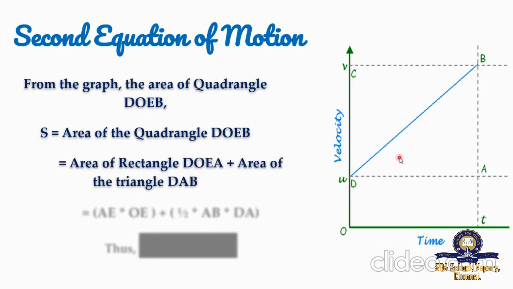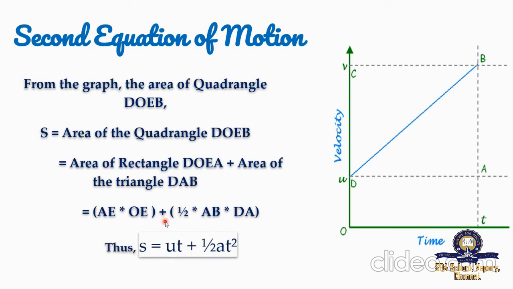So the area of rectangle DOEA and the area of triangle DAB. The area of a rectangle is length into breadth. Length is AE, or you can mention OD, and the breadth would be OE. When it comes to a triangle, the formula is half into base into height. For this triangle, the base would be AD and the height would be AB. So AE into OE plus half into AB into DA. When you substitute this, we'll reach the second equation.